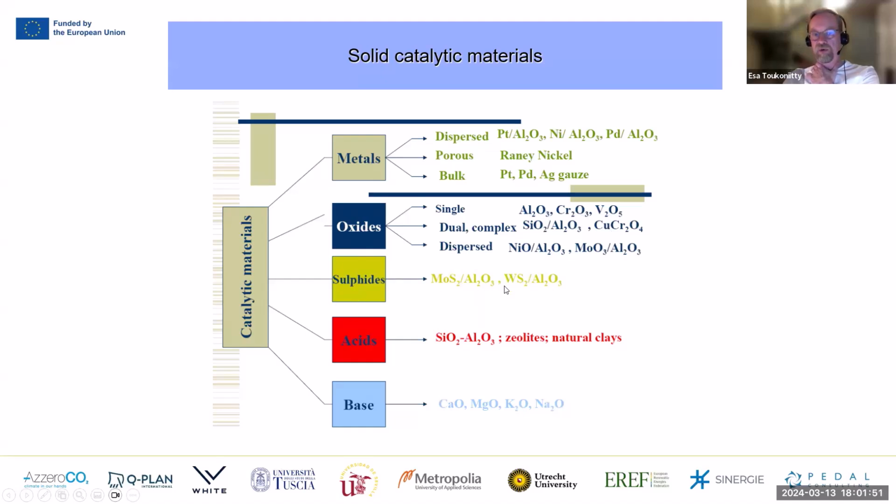Sulfide-based catalysts are used in sulfur removal, for example, and then acids and bases are also typical catalytic materials. And these can be, of course, normal mineral acids like sulfuric acid, hydrochloric acid, or these can also be solid materials which have acidic or basic properties.